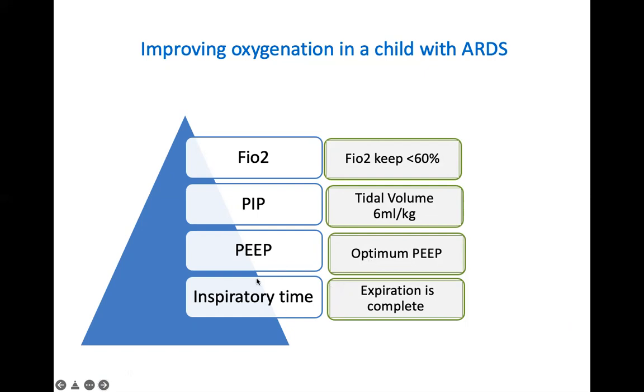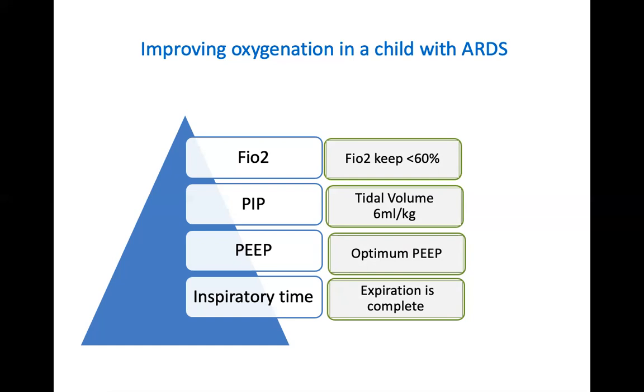Then another way of improving oxygenation is increasing the inspiratory time. You might have read in books that you can do 1:1 ventilation or inverse ratio ventilation. But remember, for you to do inverse ratio ventilation or 1:1 ventilation, you have to have complete control on the breath rate too, because you have to ensure that expiration is complete. Without expiration being complete, you cannot just blindly increase the inspiratory time.